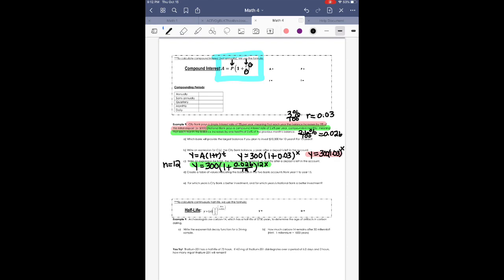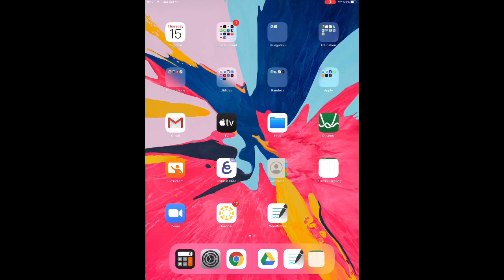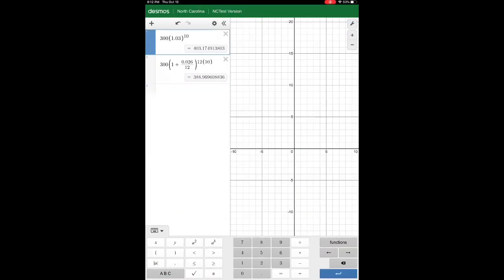All right, so in the original problem, it's actually asking us to compare $10,000. So I did it originally with the 300. But it says, which bank would provide the largest balance if you plan to invest $10,000? So we're going to change that 300 to $10,000 and make that our initial value.